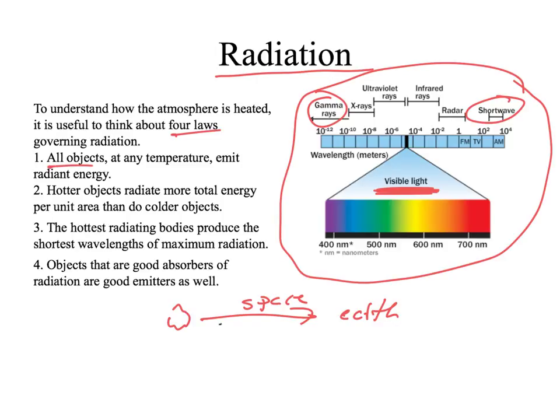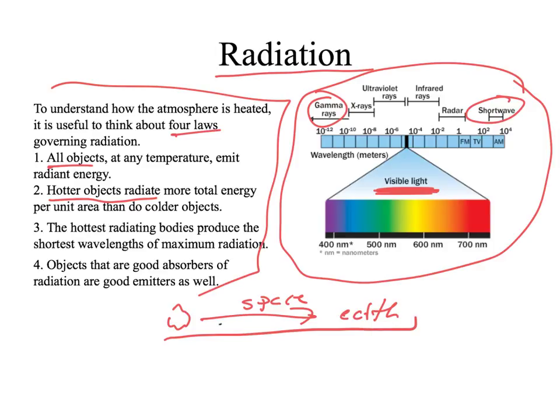First, all objects radiate energy. Hotter objects tend to radiate more total energy than colder objects. The hottest radiating bodies produce the shortest wavelengths of maximum radiation. So as they get hotter, the wavelengths are going to get a little bit shorter. And then finally, objects that are good absorbers of radiation are good emitters as well. So these four laws help us work with radiation. I just want you to know they're here. Primarily, I want you to remember that radiation is the way that heat is transferred from the sun to the Earth in the form of electromagnetic waves.